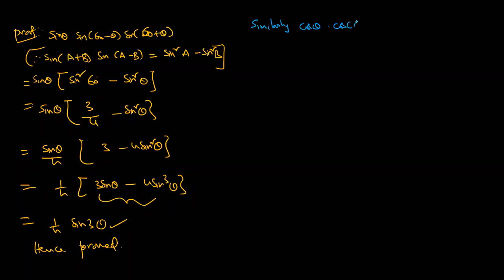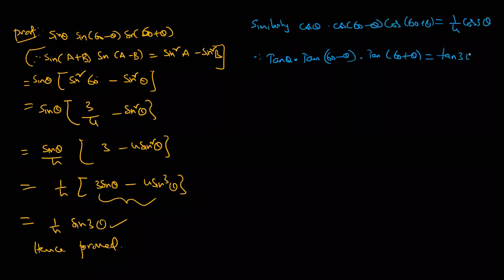Cos theta, cos 60 minus theta, cos 60 plus theta: what is the answer? 1 by 4 cos 3 theta. So here give the conclusion. Sin theta, sin 60 minus theta, sin 60 plus theta is how much? 1 by 4 sin 3 theta. So from these two cases, what you are getting? Tan theta, tan 60 minus theta, tan 60 plus theta, equation 1 by equation 2, you can get tan 3 theta.